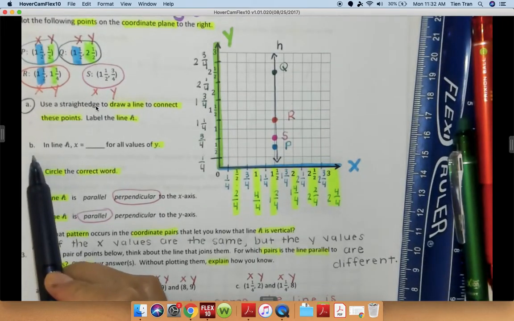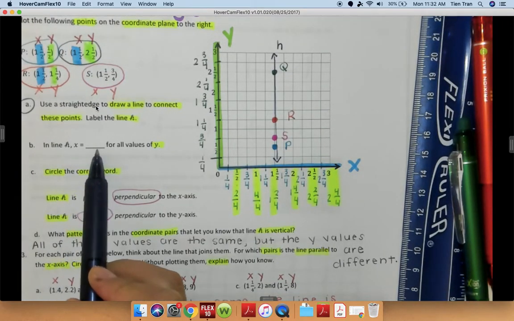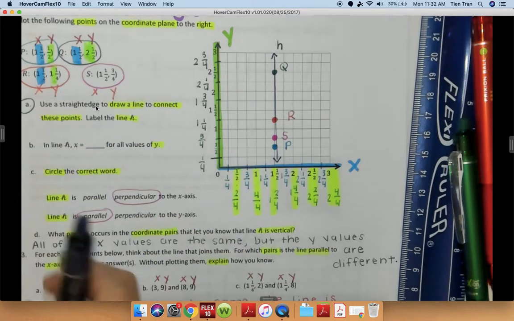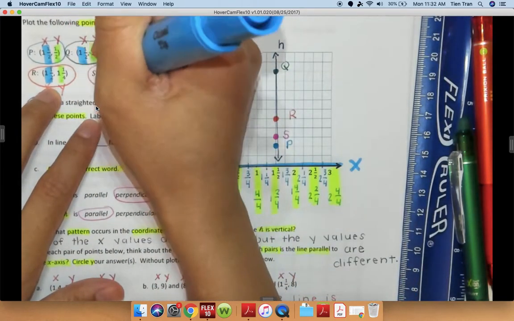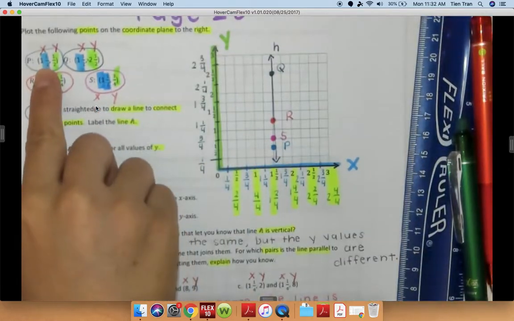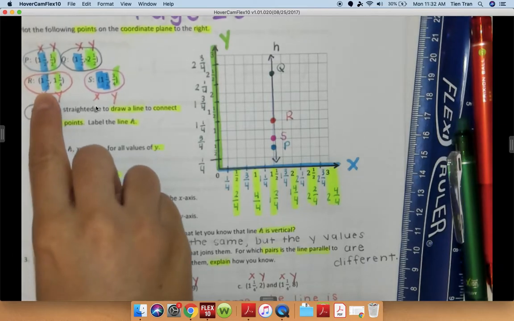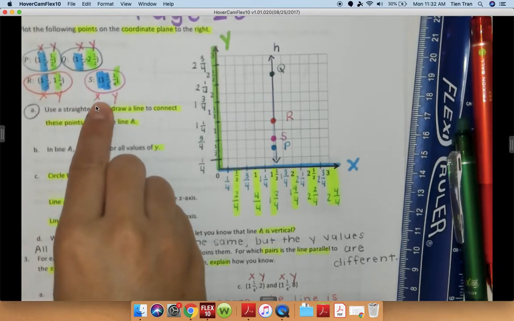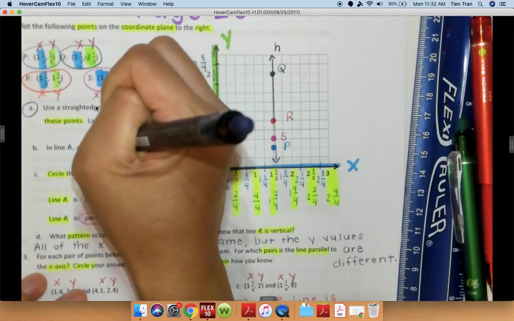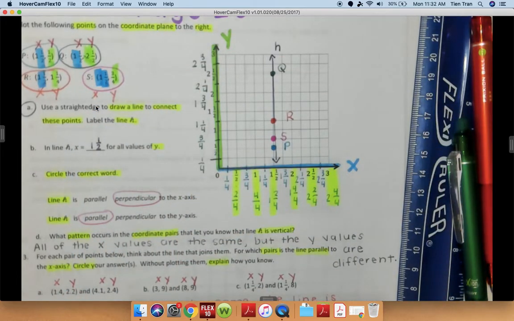B, in line H, x is equal to blank for all values of y. If you notice, all of these values right here are the same for x. So x is all 1 and 1/2, 1 and 1/2, 1 and 1/2, and 1 and 1/2. So I'm going to write that down. They're all 1 and 1/2 for all the values of y.